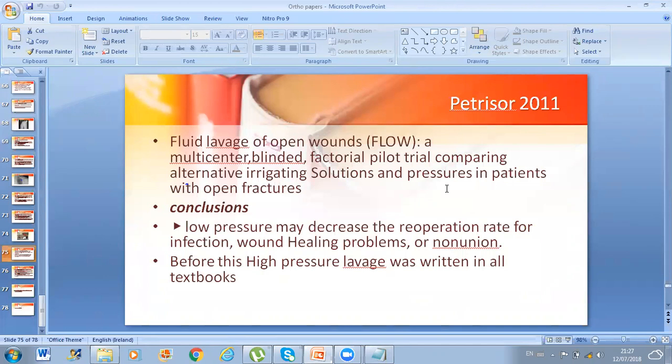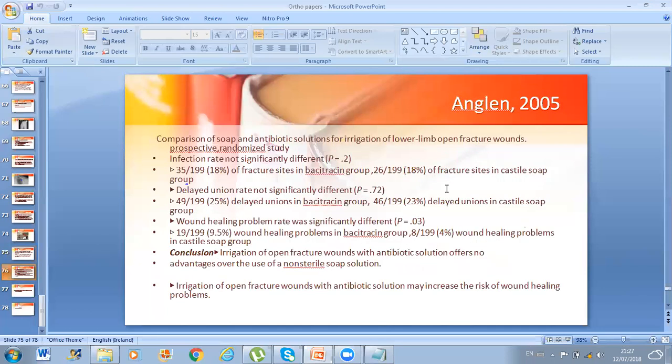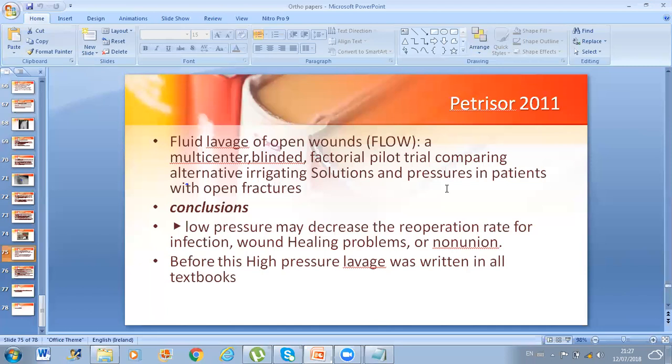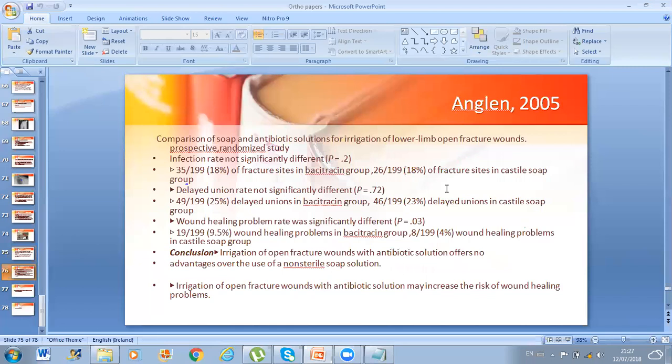Low pressure. Yes, okay. Pulsatile, no problem. Yes, pulsatile, low pressure lavage. So we will go for a low pressure pulsatile lavage. Yes. Okay. Regarding povidone or normal saline or hydrogen peroxide, see this.